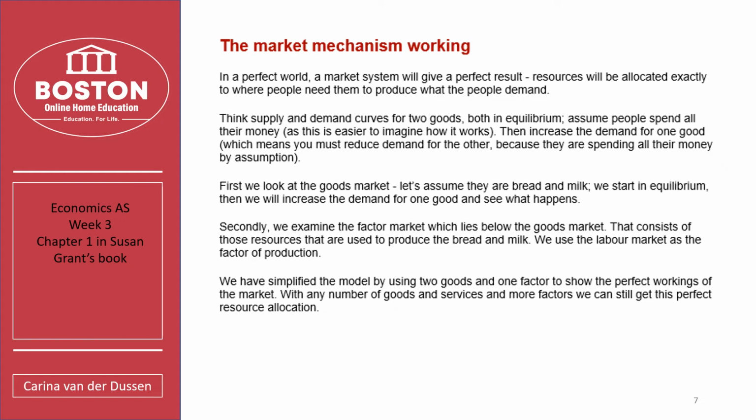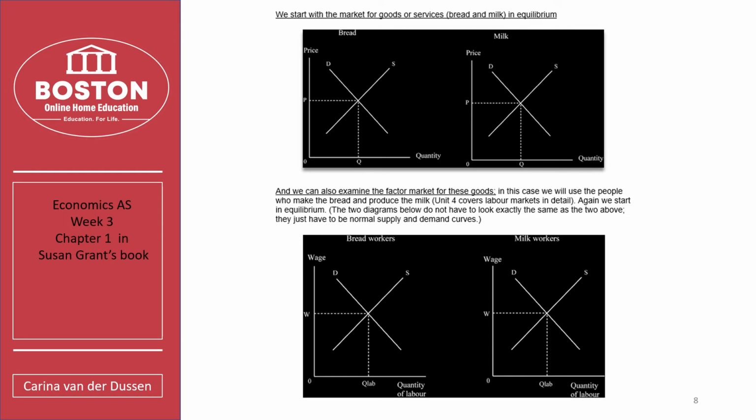So we're also going to look at the labor market after we've looked at the goods. So your labor market depends on what the goods are that the people are demanding. Right. And that's your factor market, your labor market. So we've got a very simple model. You can see that this is a demand and supply curve for bread. And then for milk. And this is all that is available in this country.